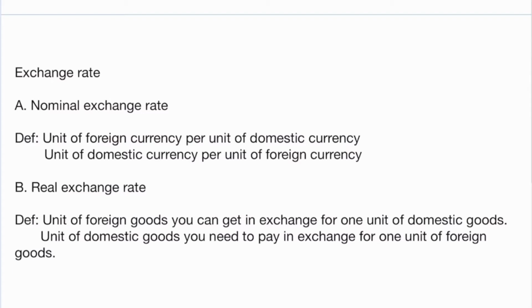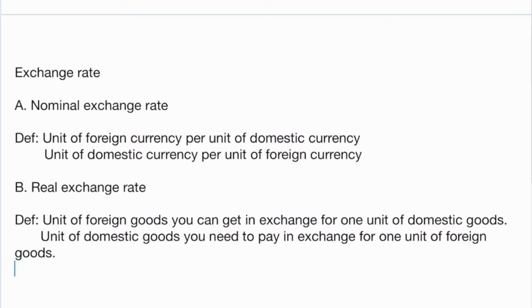It turns out that when we give them 1 pineapple, we will be able to get 2 apples. Then it means that the real exchange rate will be 2. That is because for 1 unit of domestic good, that is 1 pineapple, you are going to get 2 apples, which is 2 units of the foreign good. So the real exchange rate is equal to 2 in this case.